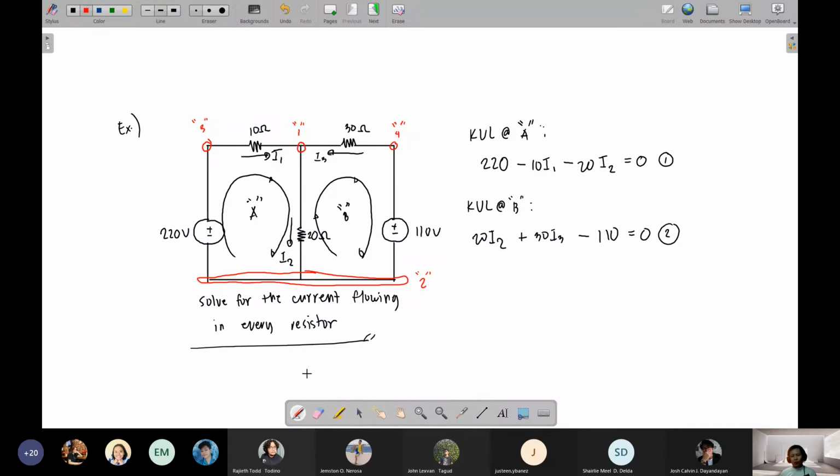So, when you look for nodes, you have to take note that it's not just where many are connected. Even if only two are connected, it's also considered a node. Okay? There is a connection there, so it's also considered a node.